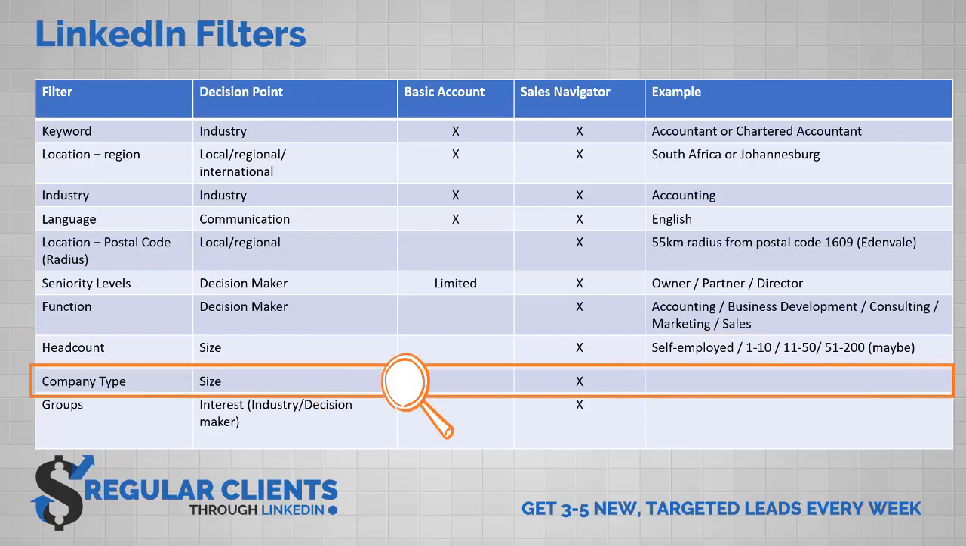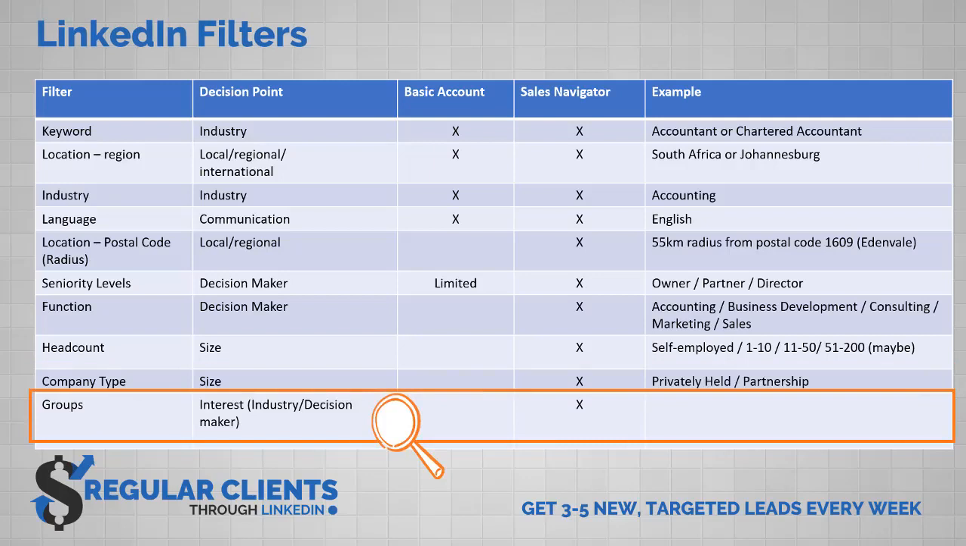So you can see that there's a lot of scope to use this filter on LinkedIn. Company types, also an indication of size and legal structure. So I would choose privately held or partnerships, again, because that is what's prevalent in my industry or my niche. And the last one is so cool.